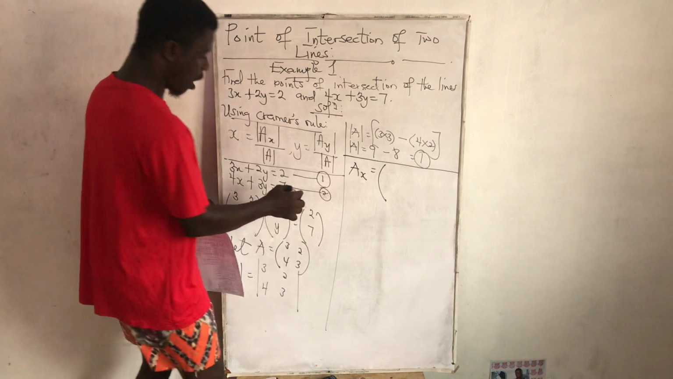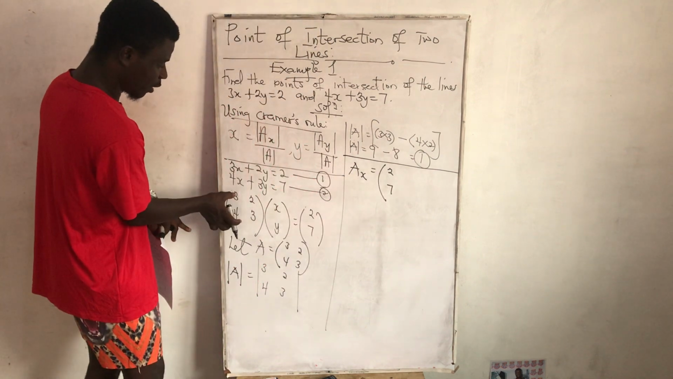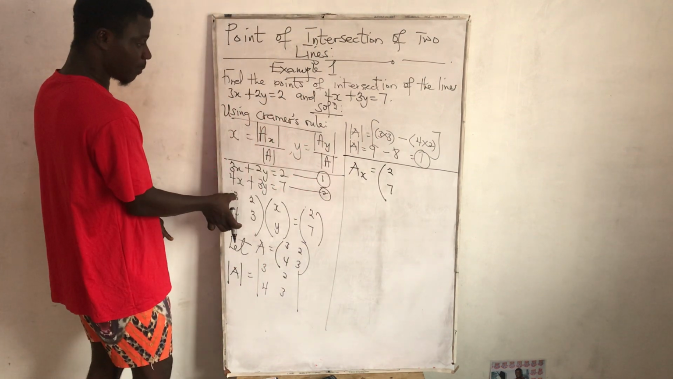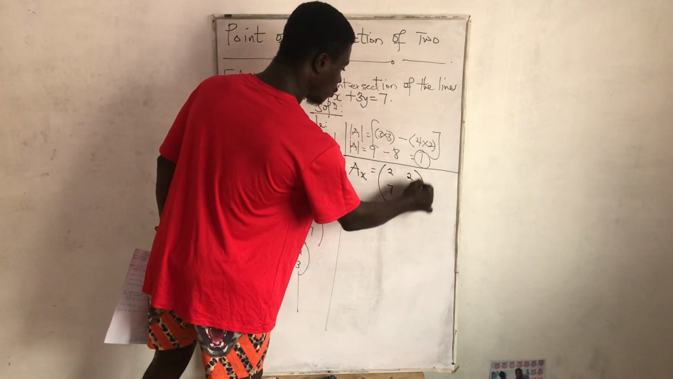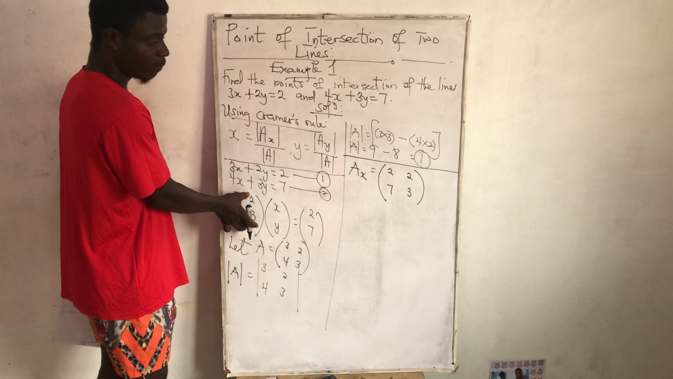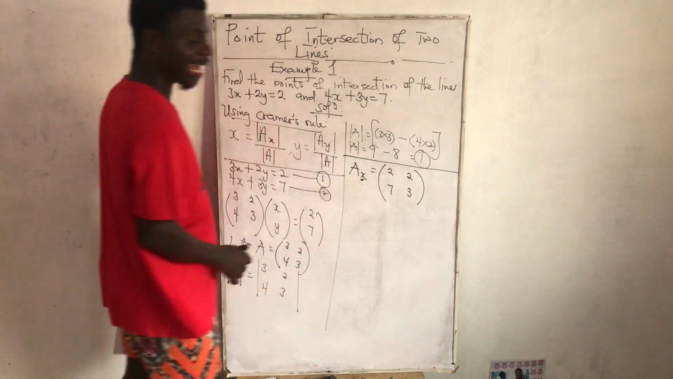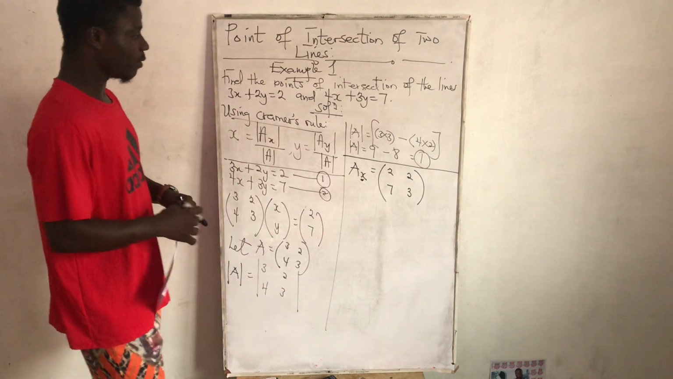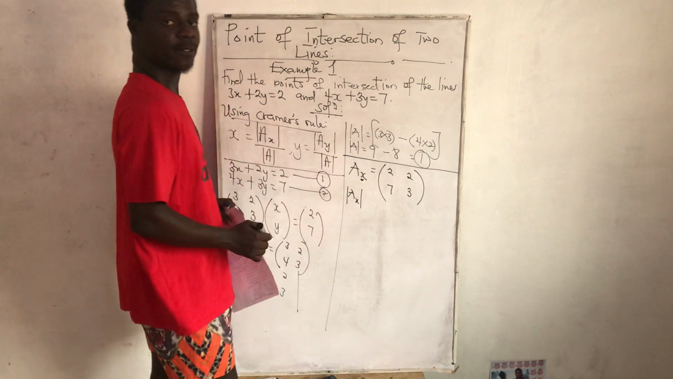So I'll write 2, 7. In place of this 3, 4, I just substitute 2, 7. Then I have 2, 3. You still write your 2, 3. Don't touch the Y values. We are dealing with X, so you touch the X values, right? So now, we can find the determinant of AX.